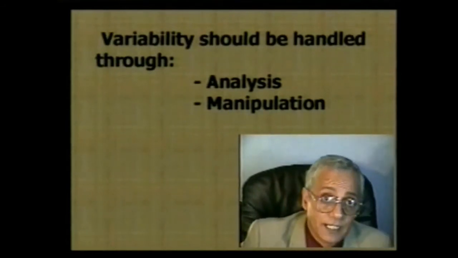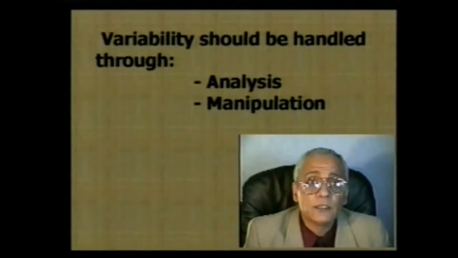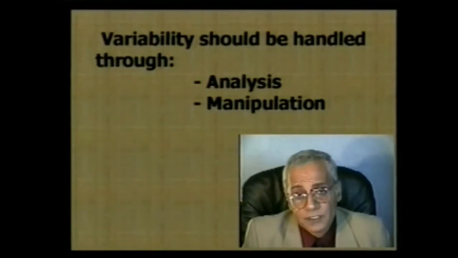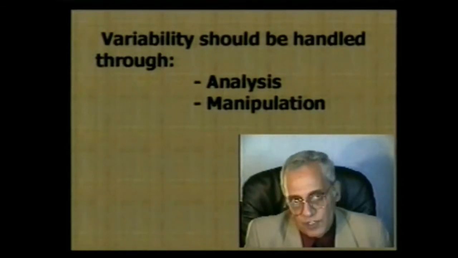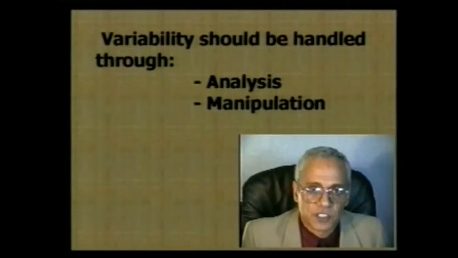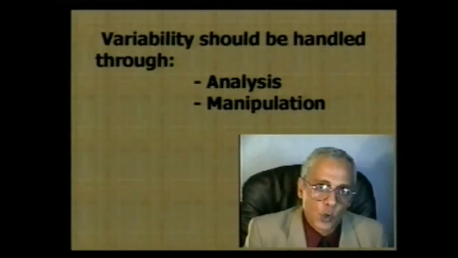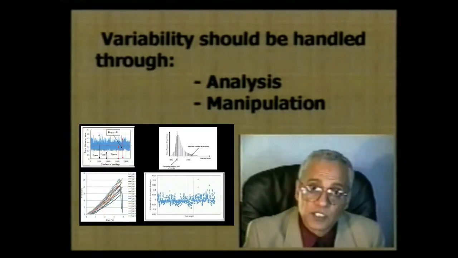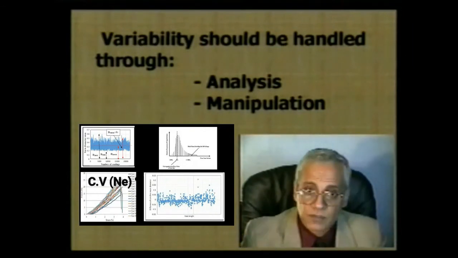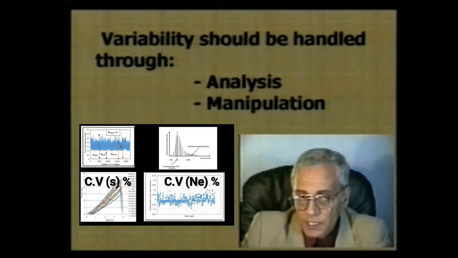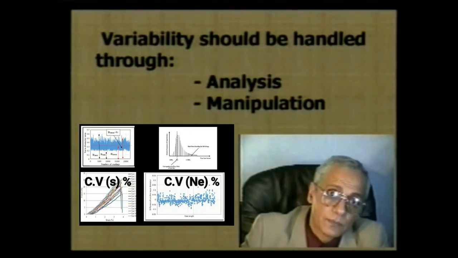The way we handle variability in a typical textile process is through two main phases of activities. Number one, analysis of variability, and number two, manipulation of variability. We do analyze variability on a daily basis. We do measure variability. There is no industry in the world that uses the so-called CV more than the textile industry. CV thickness, CV count, CV strength. I mean, just CV is almost a household term in our industry. So we analyze it. A great deal of analysis.